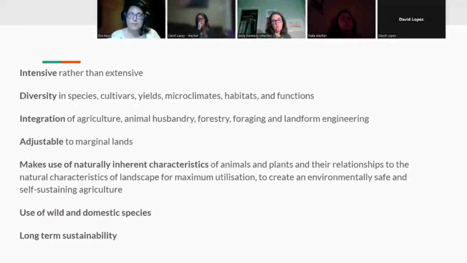Okay, so we're going to go to the next one. That was a little heavy one, but we live in a heavy time, so I'm not going to shy away from this type of material. Make use of naturally inherent characteristics of animals and plants and their relationships to the natural characteristics of landscape for maximum utilization to create an environmentally safe and self-sustaining agriculture.